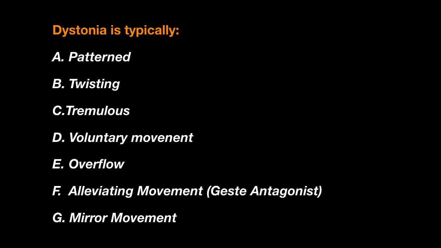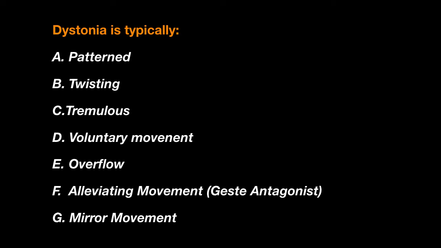Dystonia has other clinical hallmarks. Dystonia is a patterned movement disorder. It means it usually involves the same agonist and antagonist muscles, like tremor or tic. It's also a twisting movement, meaning it moves around a specific axis, like chorea.